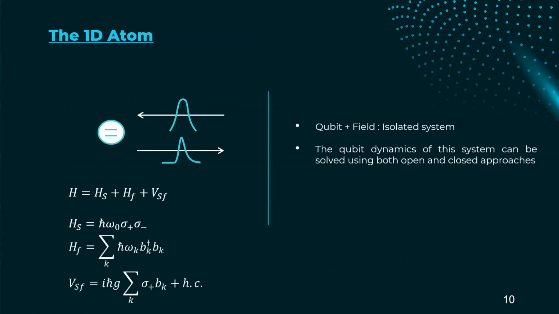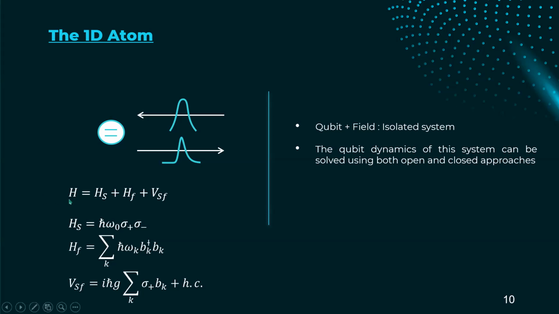So the way we do it is using the 1D atom that we've already seen, where there's a qubit and there's a propagating field. The field comes, interacts with the qubit, leaves in a different state. The Hamiltonian, and this system is isolated. That's very important. We have a bipartite system that's isolated from everything else.